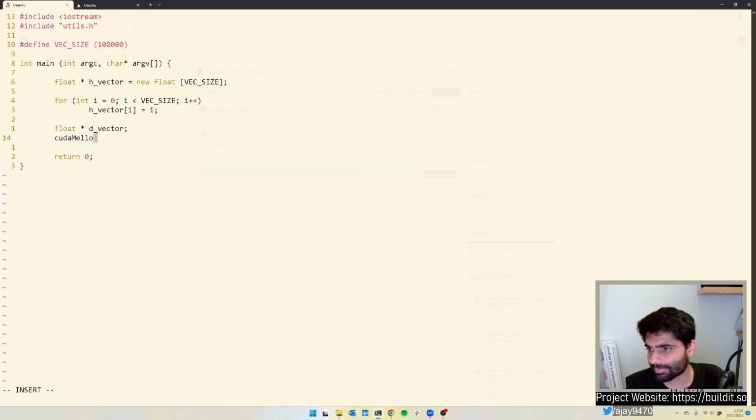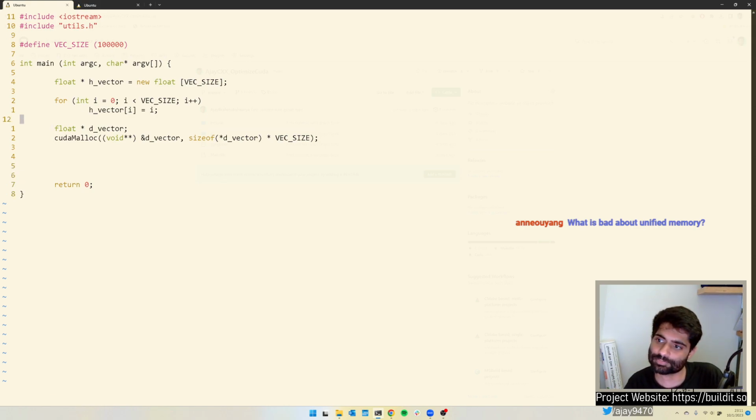Now you allocate memory. The memory allocation is done using the function called cudaMalloc. It takes the address of the pointer that needs to be initialized, so it doesn't return a value, it takes the address of the pointer that needs to be filled with the value. The second parameter is the size, how much memory you want to allocate. So I'm going to do sizeof(d_vector) times VECTOR_SIZE. The only thing you need to do is also cast this to void star star, because the argument type is void star star. This is going to allocate memory for our vector. Now we have to copy the data from the host.